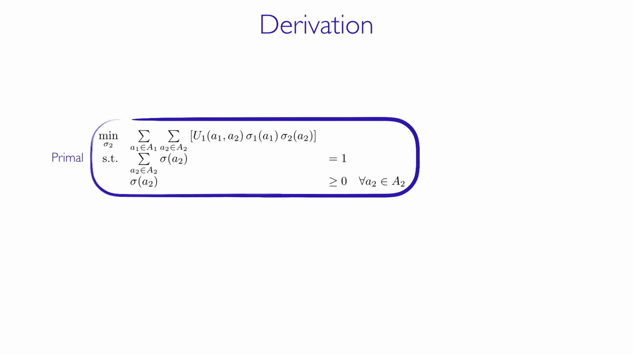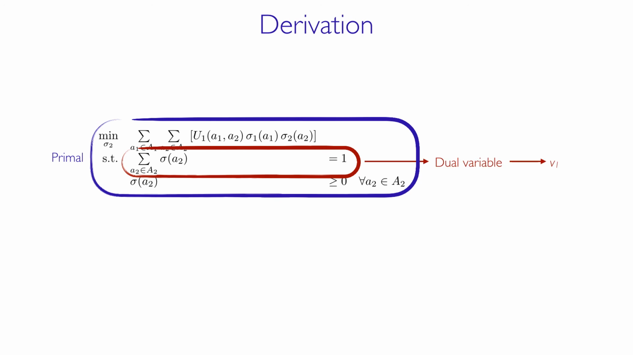Consider the minimization problem as a primal linear problem. There is only a constraint that we need to consider when deriving the dual problem. It is that one marked in red. This means that we have only one dual variable. We call it v1.